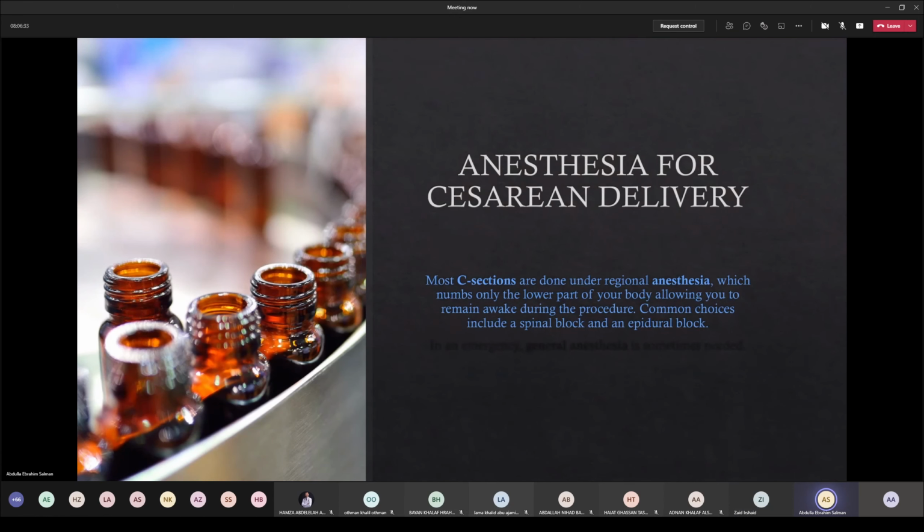In an emergency, general anesthesia is sometimes needed. Yes, because general anesthesia is faster to initiate. Spinal needs at least 5 to 10 minutes. Epidural needs 15 to 20 minutes. General anesthesia, you can start it within 20 seconds. So if you really need to deliver the baby and get the baby out, you have to resort to general anesthetics. Sure.